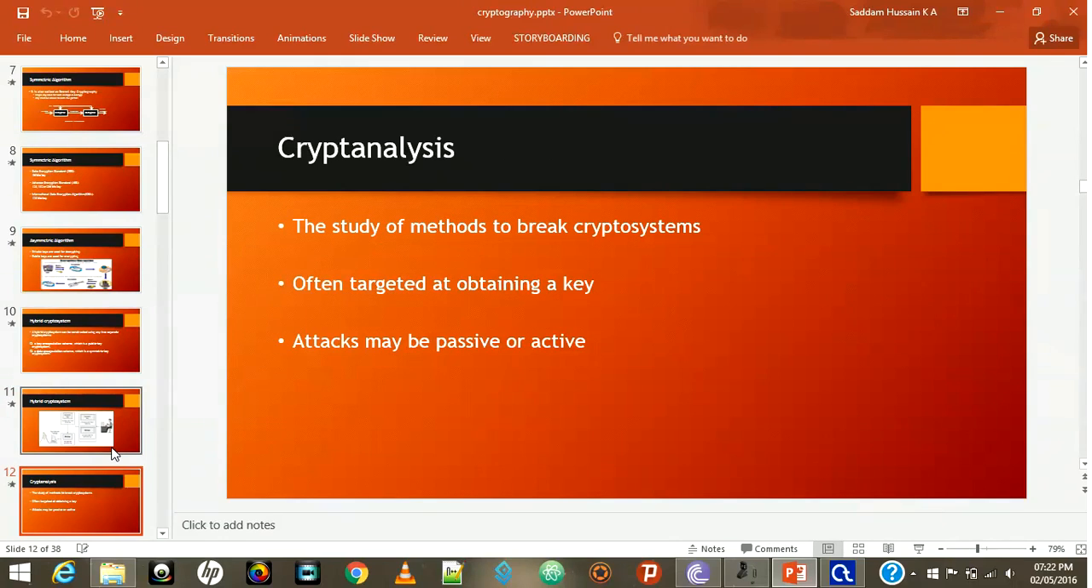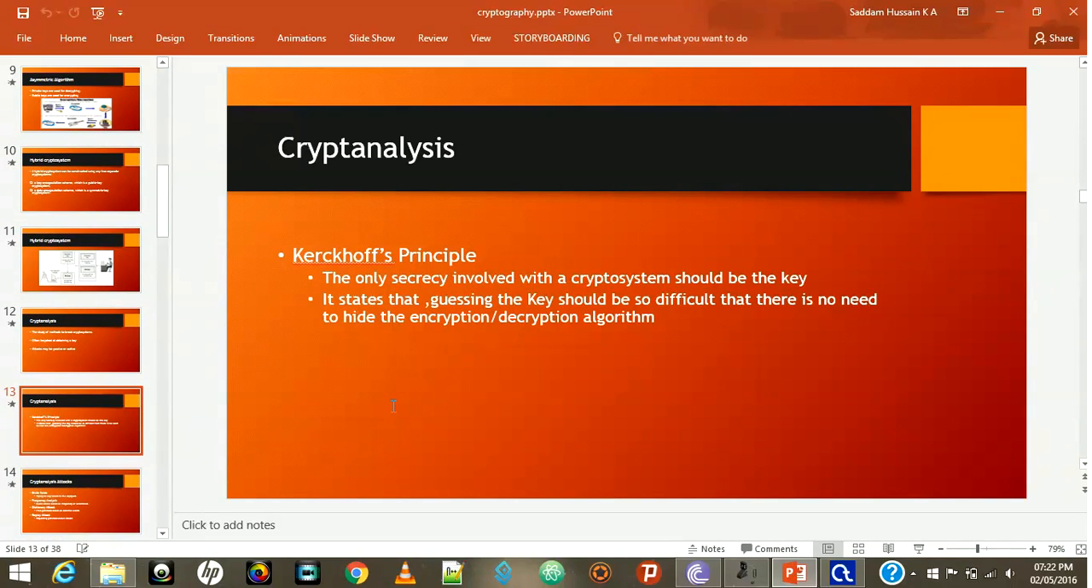Then we have cryptanalysis. What is cryptanalysis basically? Cryptanalysis is the study of methods to break a crypto system. A crypto system is the protection of the message. In cryptanalysis, we are concerned with breaking the crypto system, that is, getting the protected information. It often targets obtaining the key. The main thing in a crypto system is the key, so to break the crypto system, we target obtaining the key. These attacks may be passive or active.